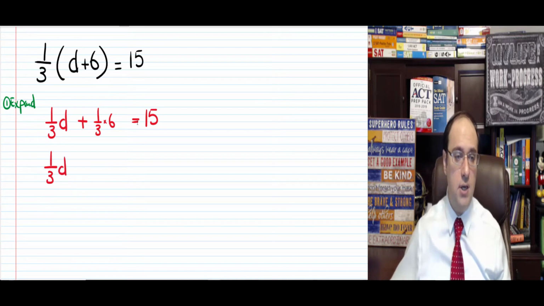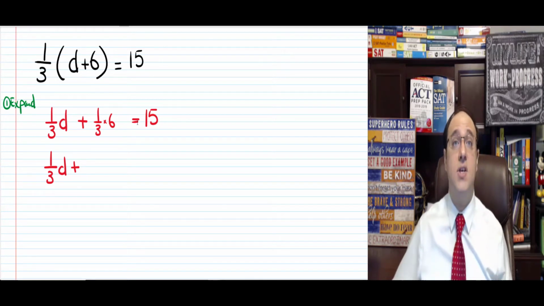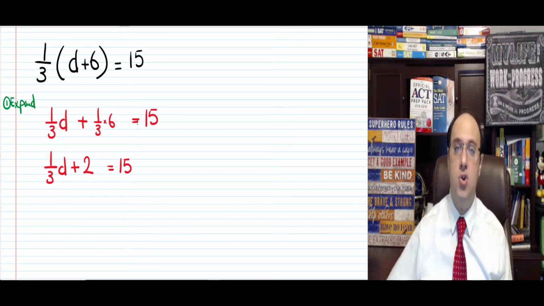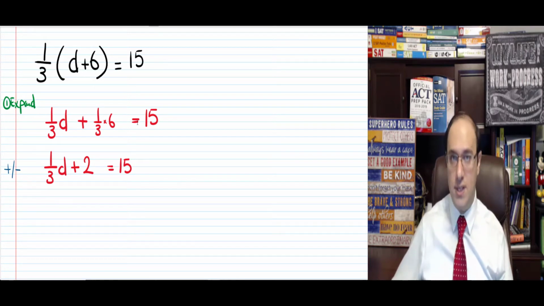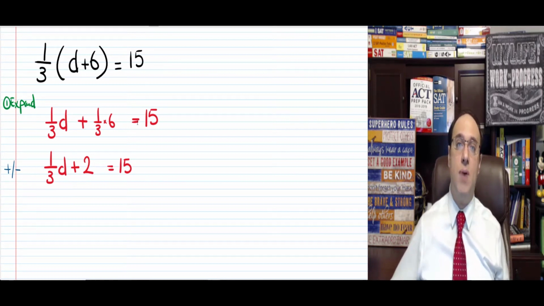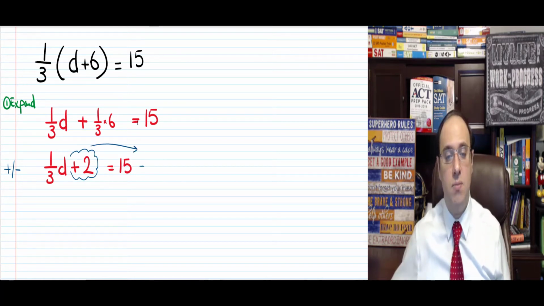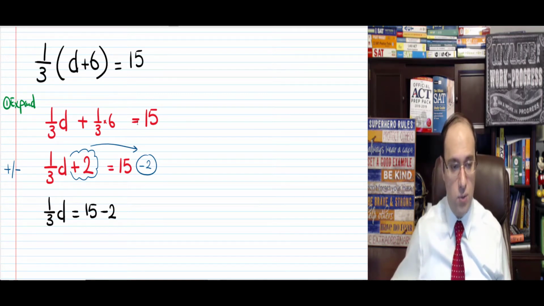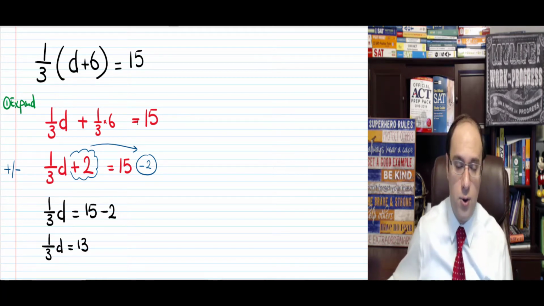1/3 d plus 1/3 times 6 means 6/3, and 6/3 is 2, equals 15. Now it's looking like a normal equation. Okay, first get rid of any pluses or minuses with the d, with the variable. What is the plus or minus I have here? I have plus 2. Want to get rid of it, it moves to the other side as minus 2. Good. Now we can rewrite 1/3 d equals 15 minus 2. That means that 1/3 d equals 13.